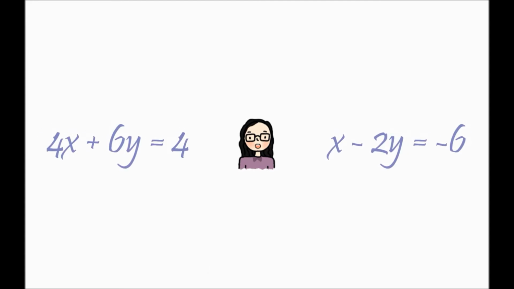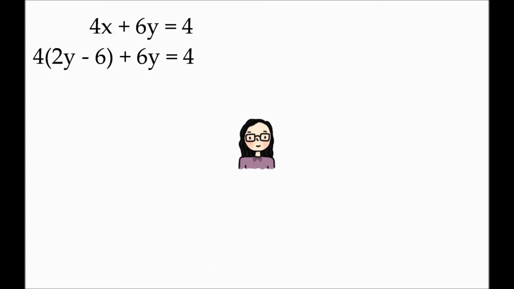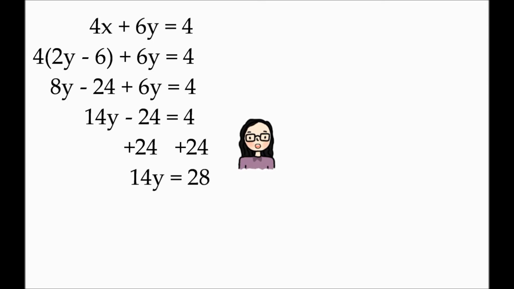Let's try an example. Let's solve the following equations: 4x plus 6y equals 4 and x minus 2y equals negative 6. Step 1. Since x minus 2y equals negative 6 has a variable with a coefficient of 1, let's solve for x. Step 2. Now substitute the rewritten equation, x equals 2y minus 6, for x in the other equation. Step 3. Isolate the variable by solving for y in the new equation, 4 times (2y minus 6) plus 6y equals 4.